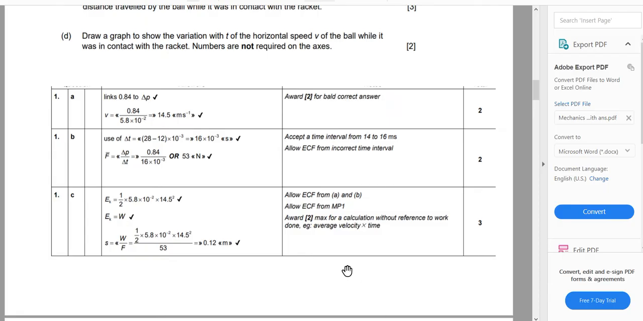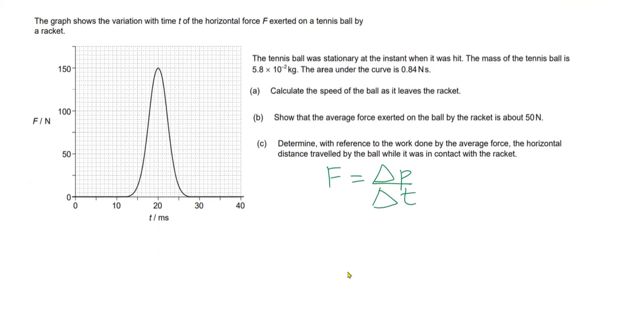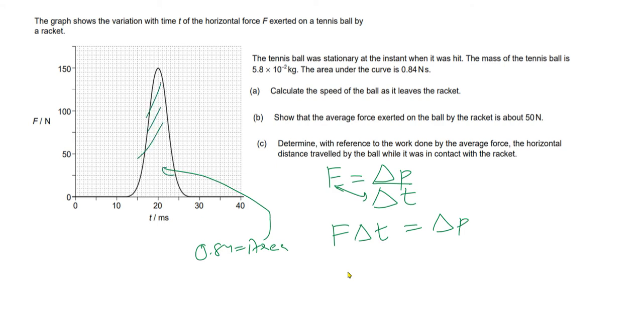Right. Now the value of F delta t was found out in the previous question, and what was that? The area under the curve. 0.84 newton second. Yes. So if I first of all cross multiply, we'll get F delta t is equal to the change in the momentum. Now the 0.84 which you have is the area under the curve of this, right? So this area is equal to F delta t, and that is equal to the change in the momentum. That means we can write F delta t as 0.84, right?